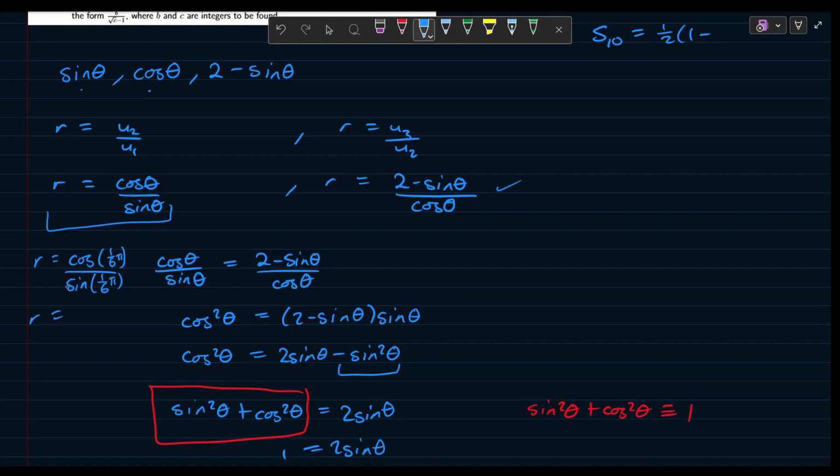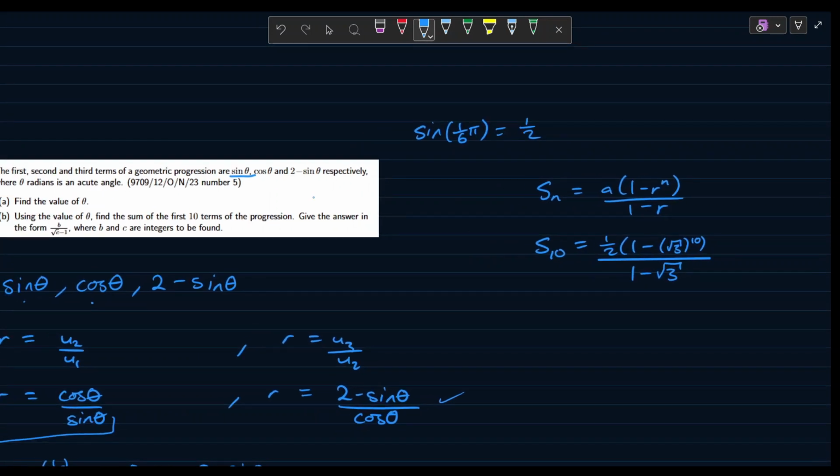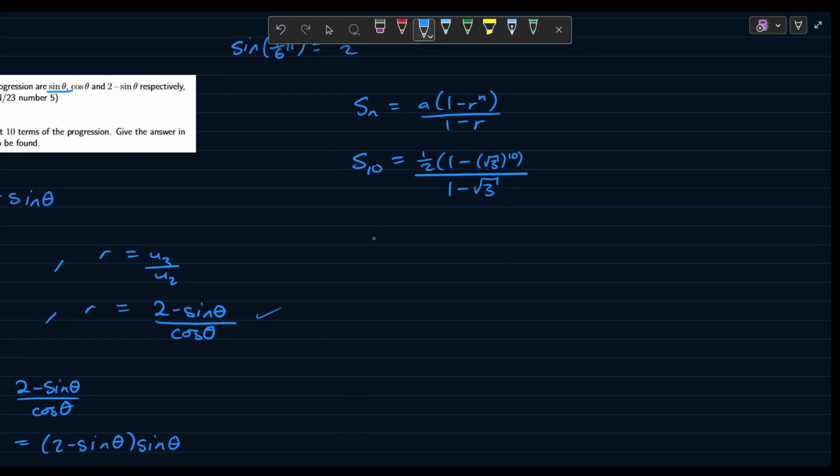So we can punch this into the calculator. This is cos 1 over 6 pi divided by sine 1 over 6 pi, and that gives us root 3. So our common ratio is root 3. So this is (1 minus root 3 to the power 10), and this is all over 1 minus root 3. And they say they want their answer in the form b over root c minus 1. So we're going to have to simplify this to get to that form.